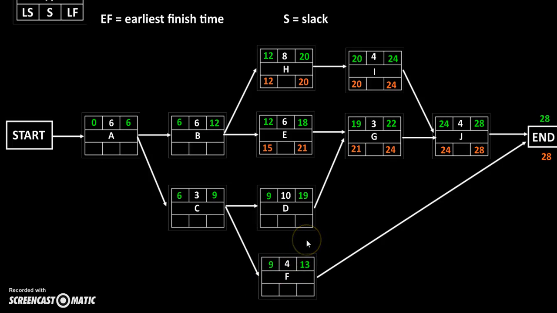Okay, so we're just continuing to do our backwards pass, filling in our late finish times and late start times. We finished up on E, so we're going to move down to D. So 21 comes down, and 21 minus 10 is 11. And then F comes from the end, so 28, and 28 minus 4 is 4.